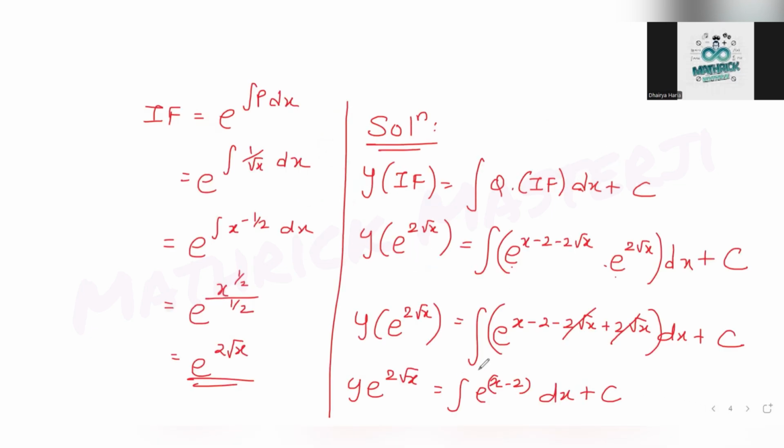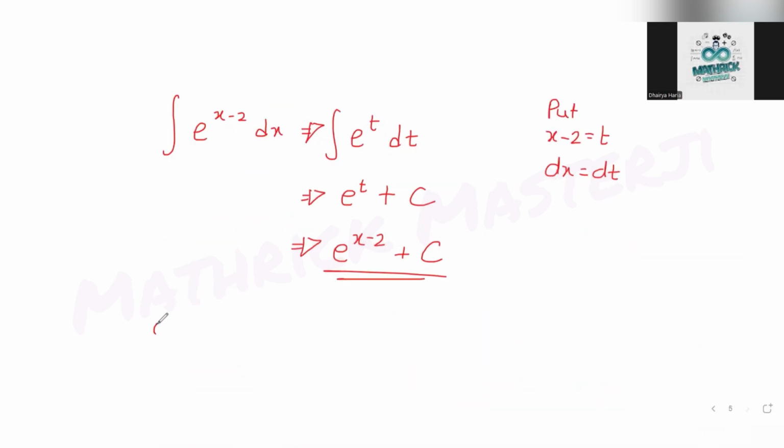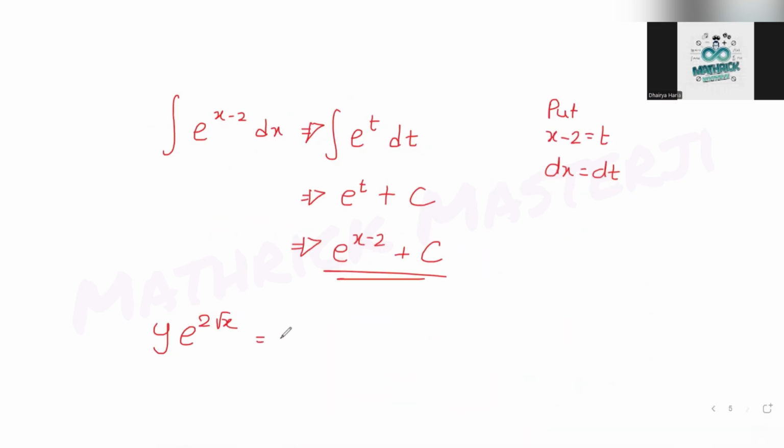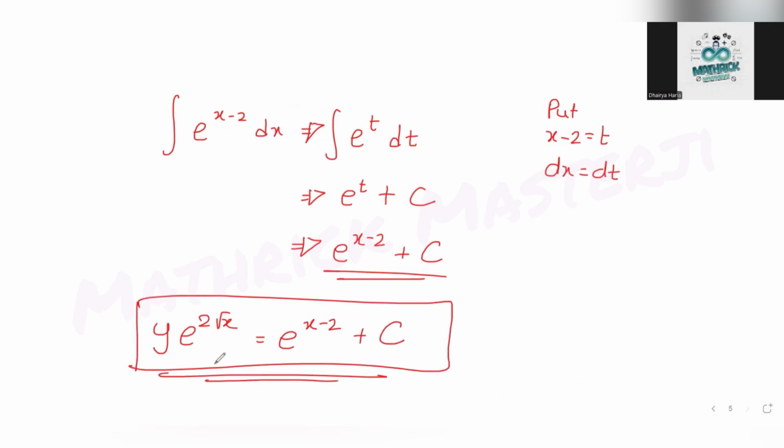So I put that in the differential equation, that leaves you y e raised to 2 root x equals e raised to x minus 2 plus c. c is also a constant, so c plus c is 2c, which is also a constant. So this basically makes it the solution of the differential equation.